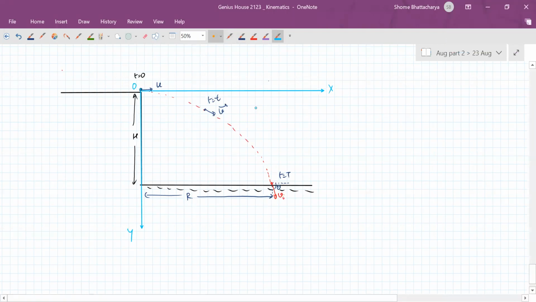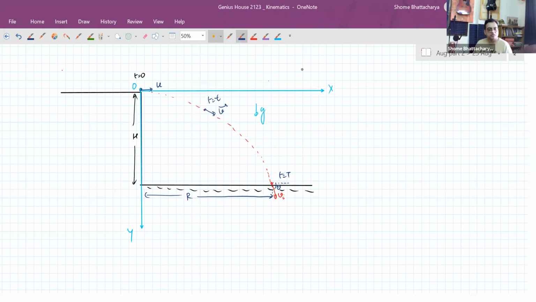So if it started, then the vertical component is only gt, varying with time. Yes, the vertical, yes, correct.